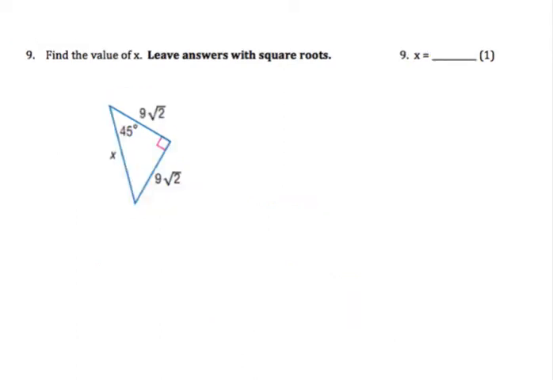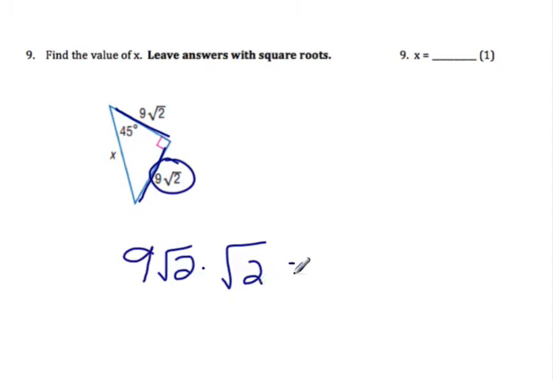Next, let's go ahead and take a look at number 9. Again, I have a 45, 45, 90 triangle, so I want to use that triangle's theorem. It says we want to find the value of x, and again, it says to leave the answers with square roots. The legs are always connected to the right angle. So I'm given the legs, to find the hypotenuse, I need to multiply the leg by square root of 2. So I only need to take one of the legs. So I'm going to take 9 square root of 2, and then I need to multiply it by the square root of 2. So the square root of 2 times the square root of 2 is 2. Well, and 9 times 2 is 18. So that gives your answer on number 9.